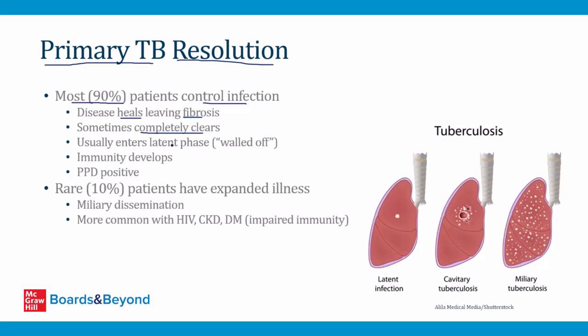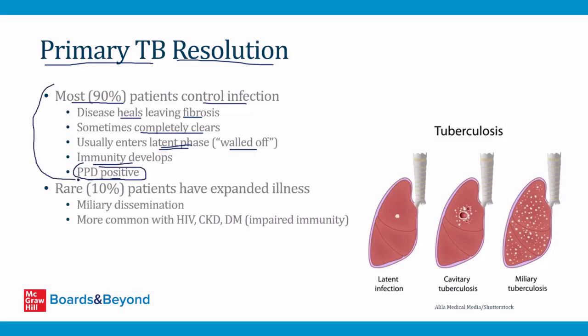But more often what happens is the infection enters a latent phase. The bacteria become walled off, but they are still present and potentially can grow inside the lungs, even though they're no longer actively growing and causing symptoms. When this happens, when the infection enters this latent phase, immunity develops, and patients will have a positive PPD test. And I talk about the PPD test in the second video on tuberculosis.